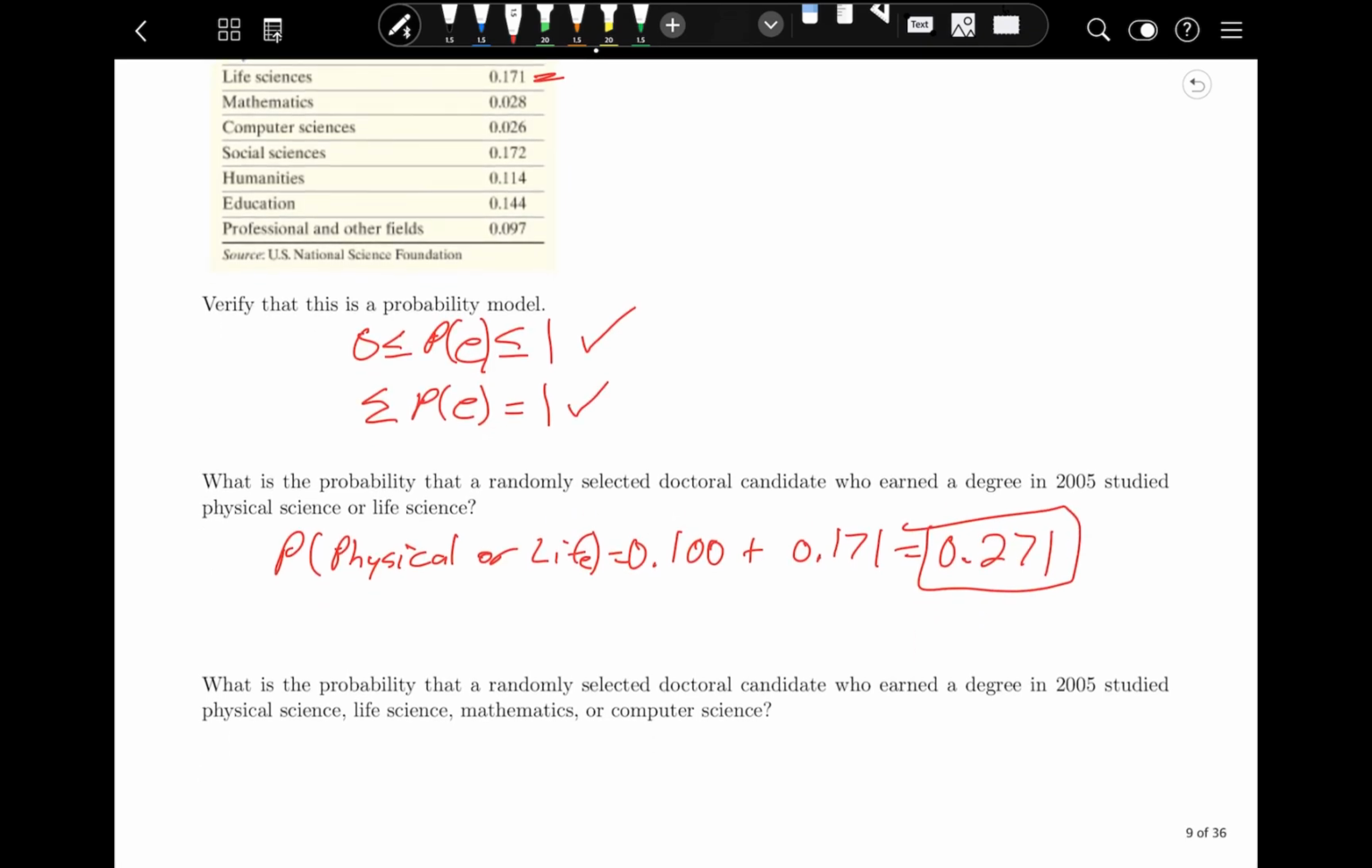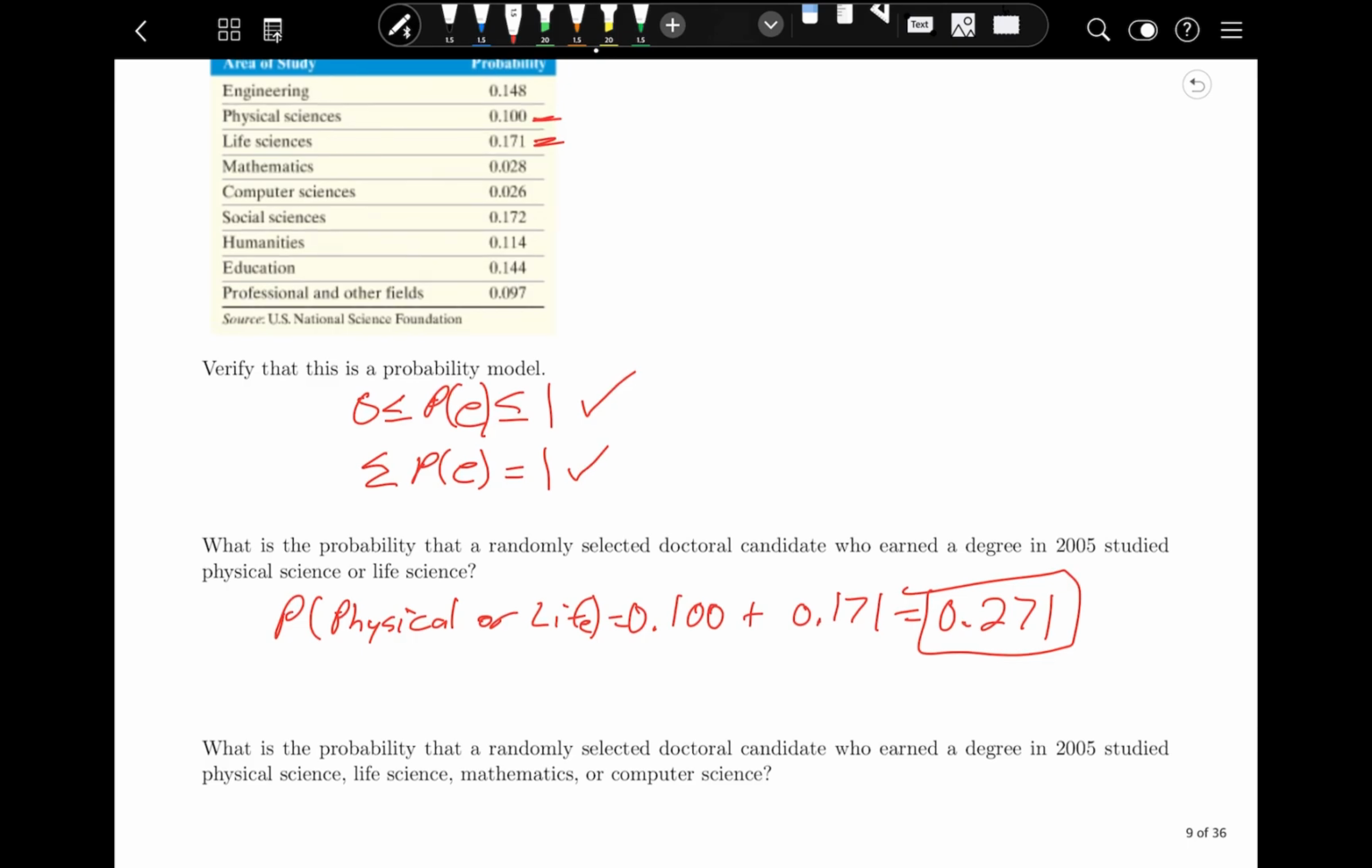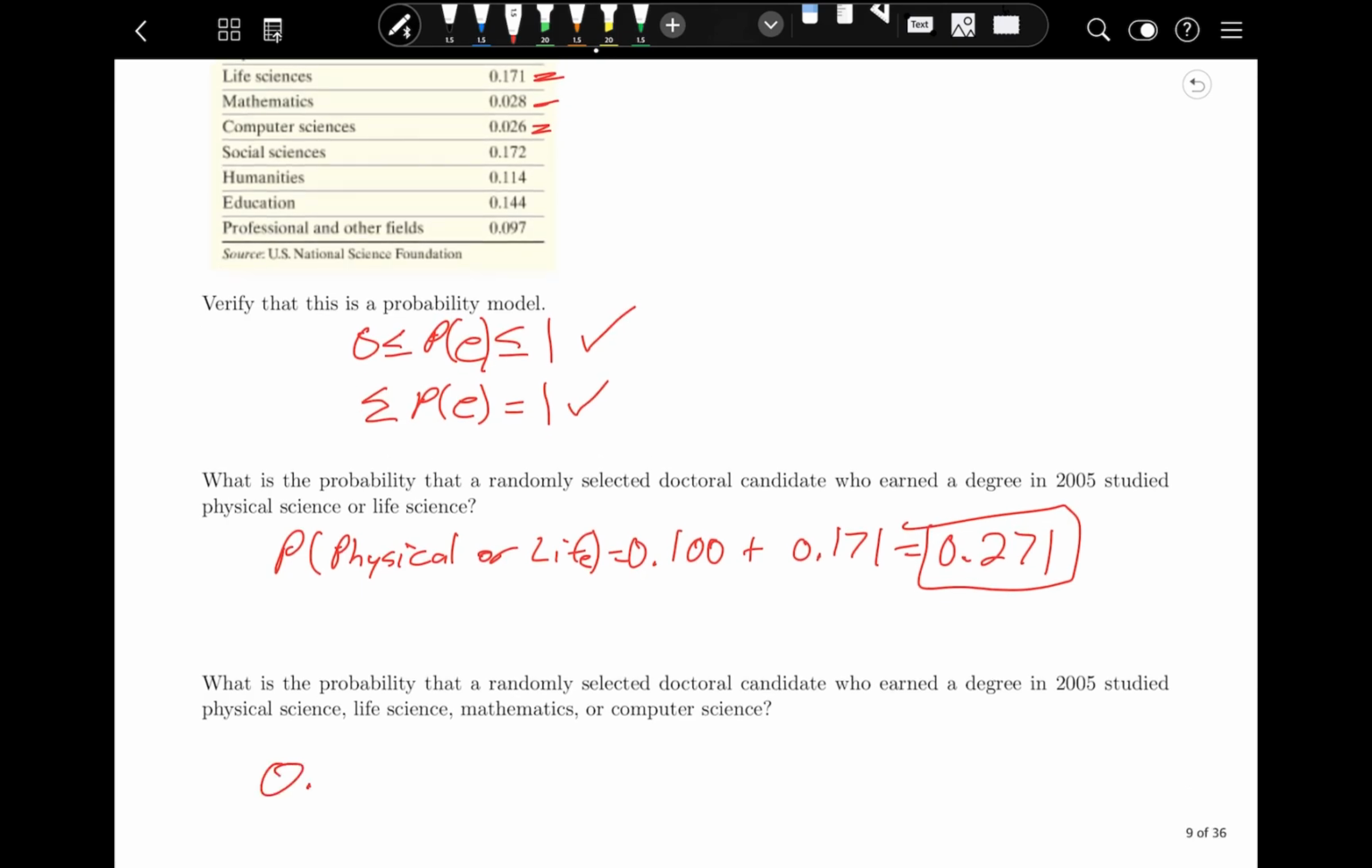What is the probability that a randomly selected doctoral student who earned a degree in 2005 studied physical science, life science, mathematics, or computer science? These are all mutually exclusive again, so we're just going to add those 4 together.